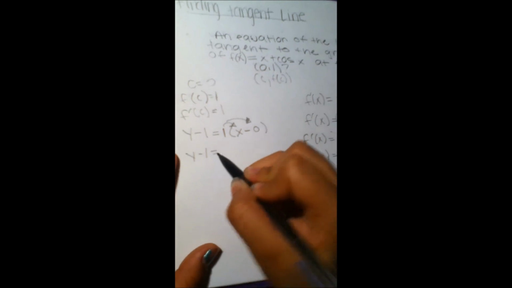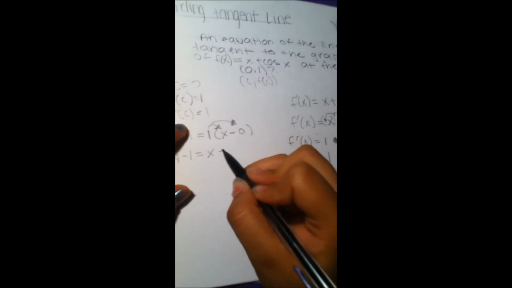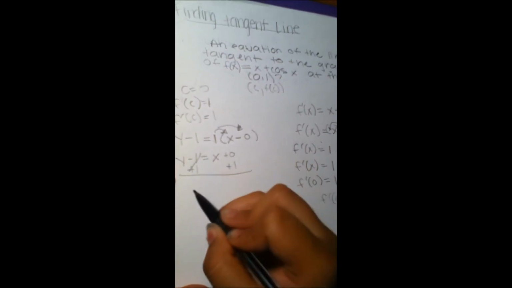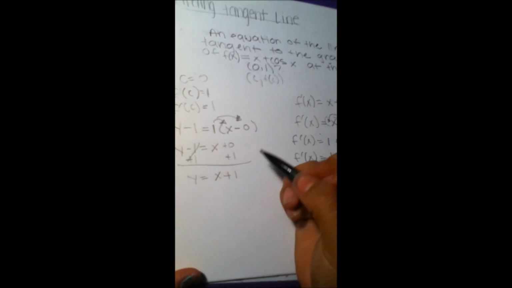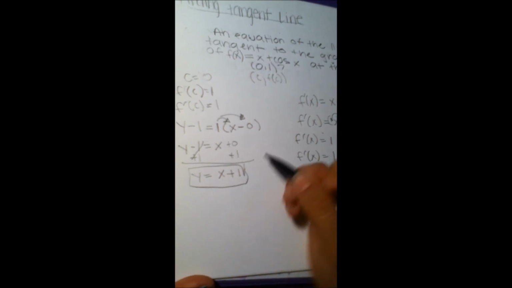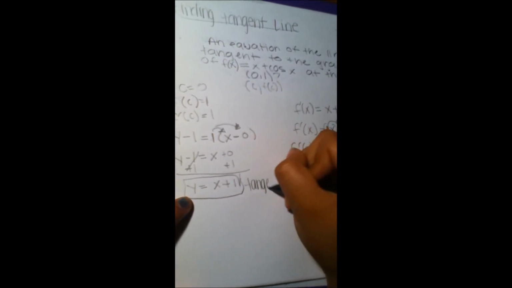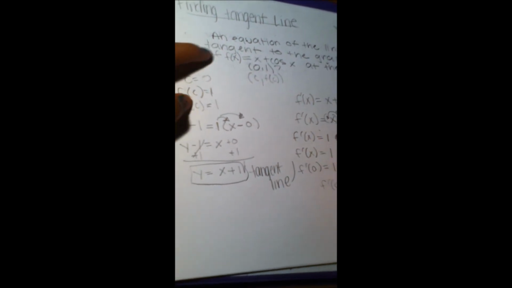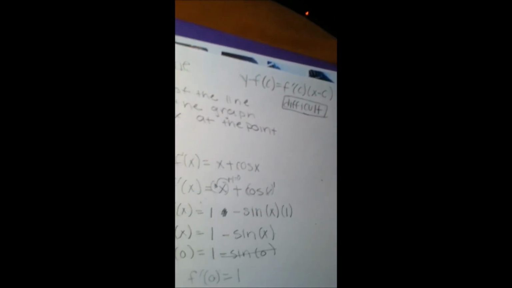Therefore, we're going to distribute, having 1 times x and 1 times 0 equals 0. Remove the 1 from both sides, they will cancel, and y will equal x plus 1, giving us the equation of the tangent line for this function. And that's it for my tutorial.